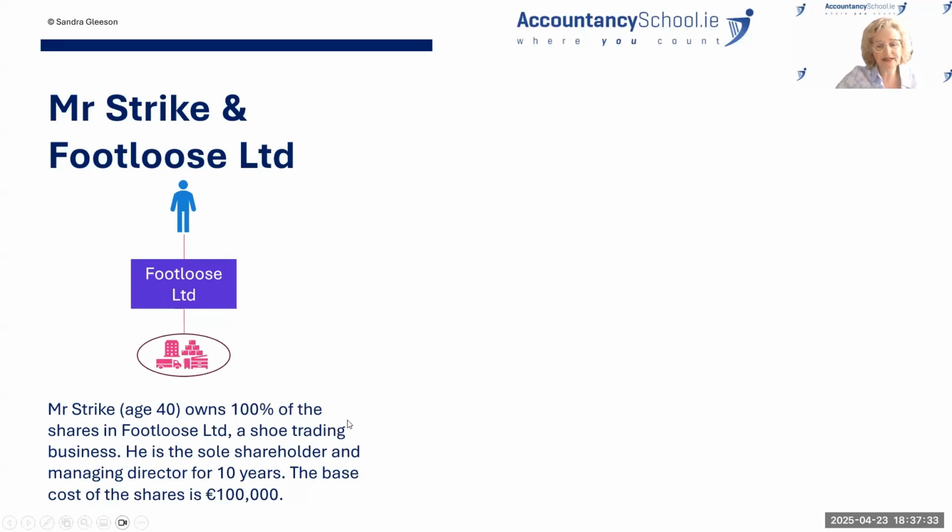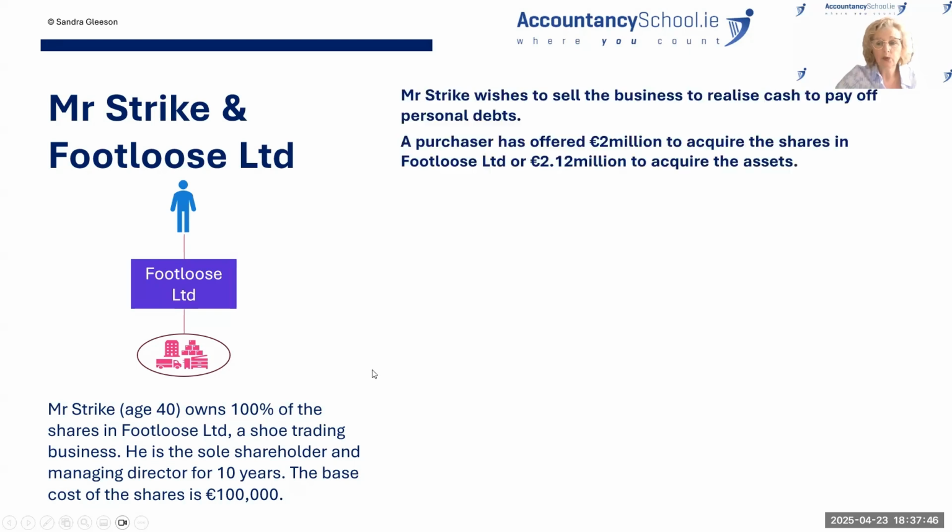He owns 100% of the shares in Footloose Limited, a shoe trading business. He is the sole shareholder and managing director for 10 years. And the base cost of his shares is 100,000. We're given the information then about what he wants to do. We're told he wants to sell the business to realise cash to pay off personal debts.